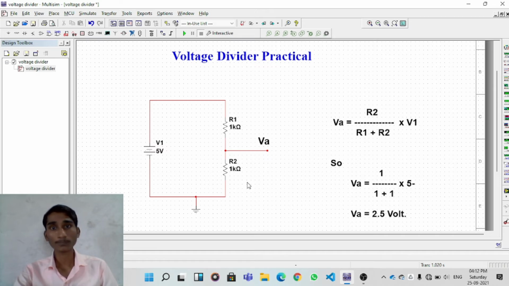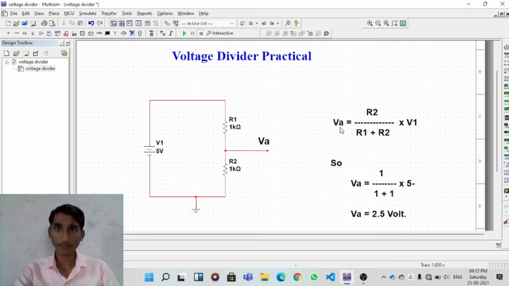As you can see on your screen, I have built a small circuit having one voltage supply of 5 volts, and two resistors connected in series, both of 1 kilo ohms. We have to measure the voltage VA. It will be a divided voltage. Voltage is always measured between 2 points. Here one point is VA and the other point is our ground, so it's 0 volts.